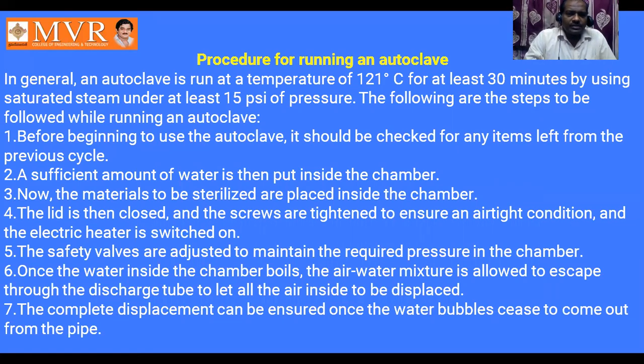Before beginning to use the autoclave, it should be checked for any items left from the previous cycle. That means if any parts are present in the chamber, they have to be removed and fresh parts loaded. A sufficient amount of water is then put inside the chamber. Now the materials to be sterilized are placed inside the chamber. The lid is then closed and the screws are tightened to ensure an airtight condition, and the electric heater is switched on. The safety valves are adjusted to maintain the required pressure in the chamber.